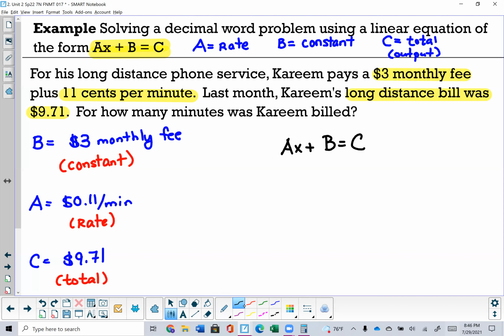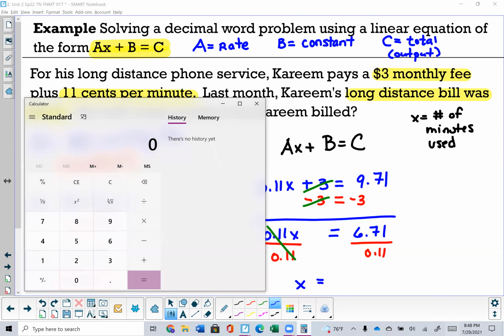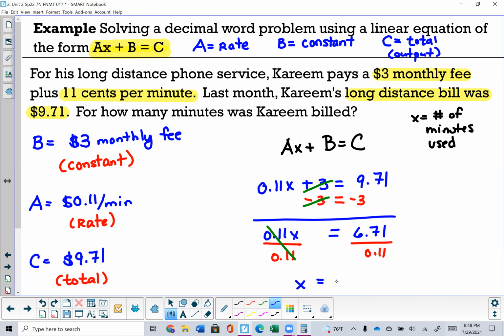All right, so I'm going to divide both sides by 0.11, and I can see where this is going to be helpful to use the calculator to calculate the 6.71 divided by 0.11, and that gives us 61 minutes. So we see that Kareem was billed for 61 minutes.